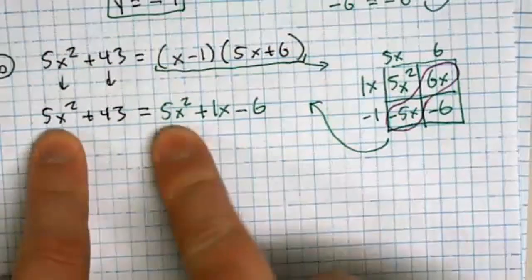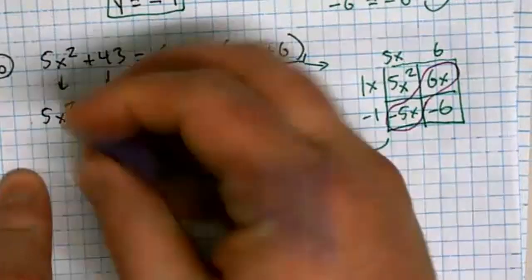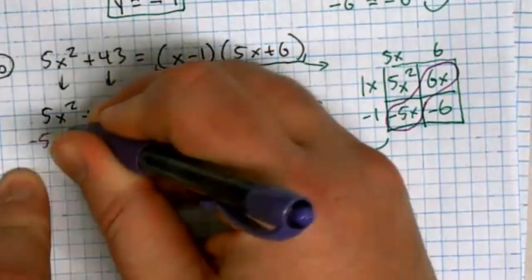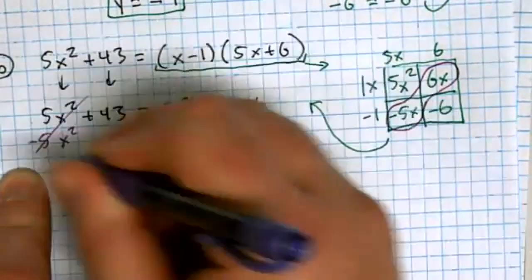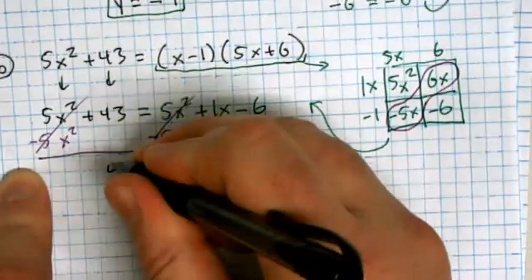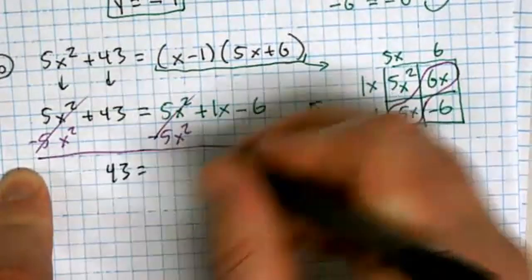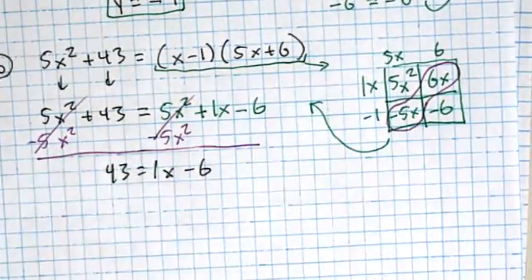Let's do that. Let's subtract 5x squared from both sides, right? We can do that, can't we? And if I do that, my equation is going to become much, much simpler, isn't it? That cancels, that cancels. And now my equation is just 43 equals 1x minus 6. We are so close to solving this thing.